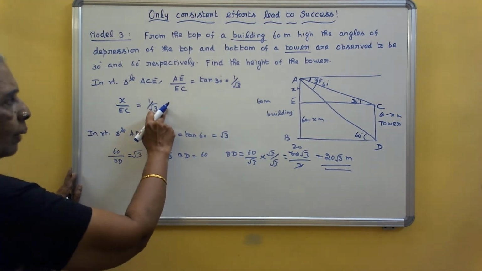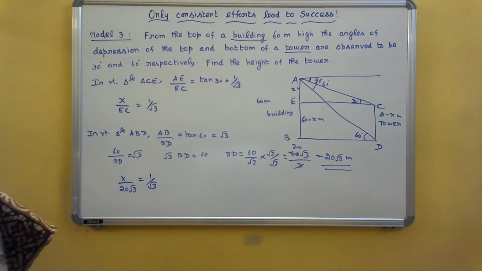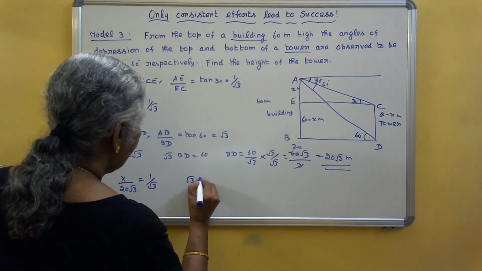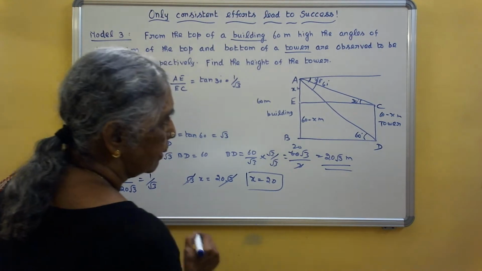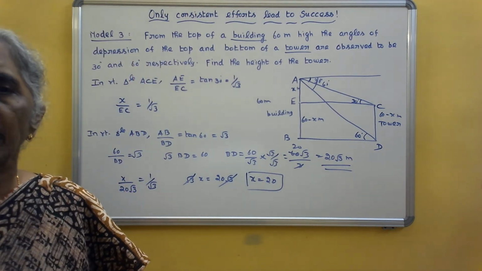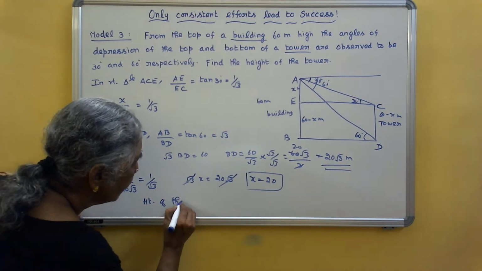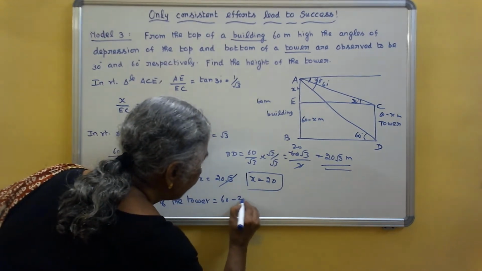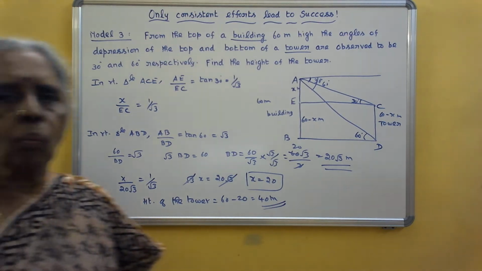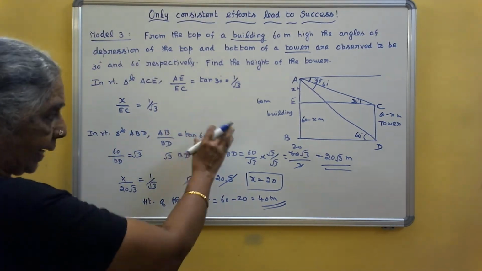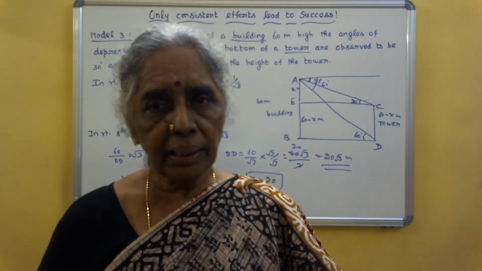So now, let us come to this one. You know, x by EC, now EC is 20 root 3, that is equal to 1 by root 3. So now you cross multiply. Root 3x is equal to 20 root 3. Root 3 goes. So x is equal to 20. Once you know x, what is 60 minus x? That will be 40 meter. So the height of the tower will be 60 minus 20, that will be 40 meters. Is it clear? So once you understand what your x is, you can find 60 minus x and that gives the answer for the height of the tower. Is this sum clear?